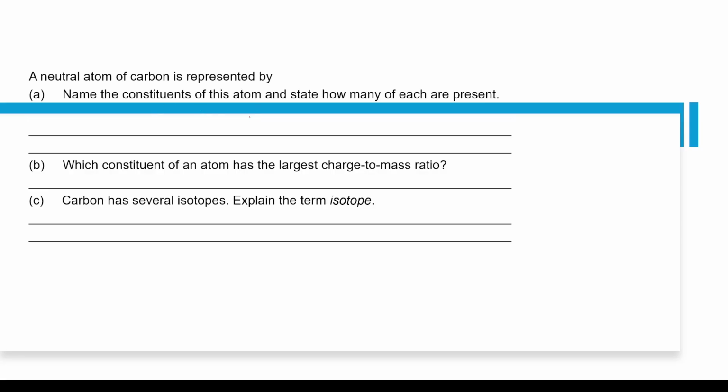A neutral atom of carbon is represented by, okay, so that is missing, I'm just going to write it here: 6C12. Name the constituents of this atom and state how many of each are present. What are the constituents? 6 protons, 6 electrons, and 12 minus 6, 6 neutrons. The constituents are protons, electrons, and neutrons. How many? 6, 6, and 6. Do not leave the short form, write the full form.